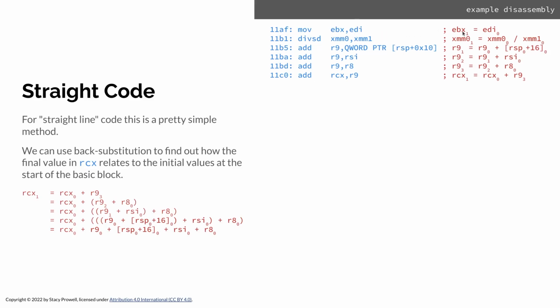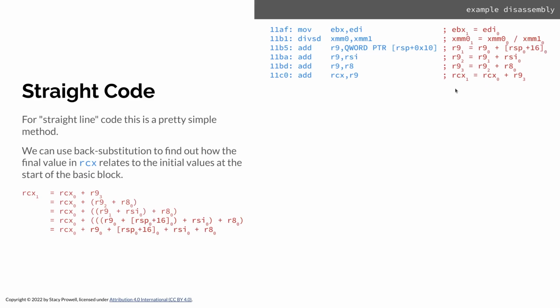An easy way to say that is EBX sub 1 gets EDI sub 0. And here we divide. So now we can break this xmm0 apart. xmm0 sub 1 is xmm0 sub 0 divided by xmm1 sub 0. And we play the same game for the other ones.